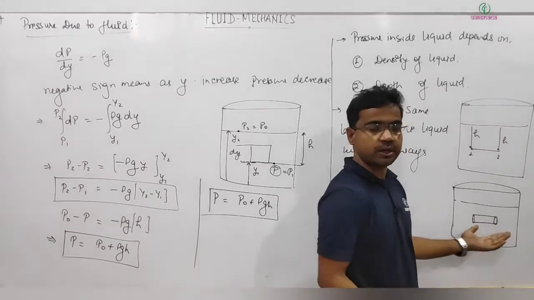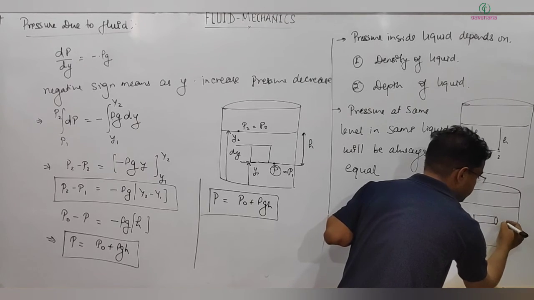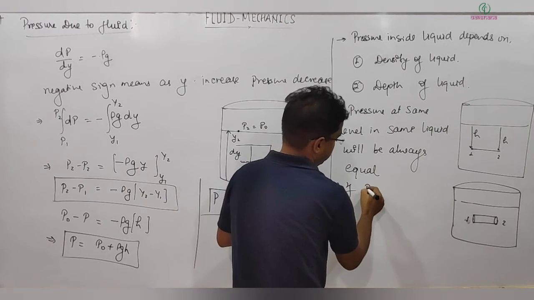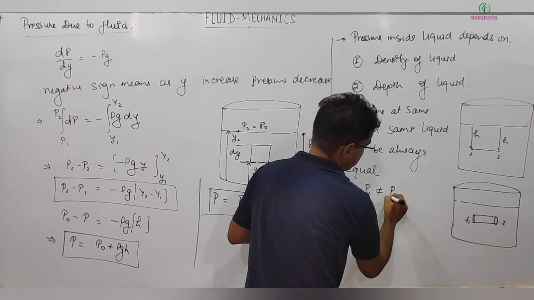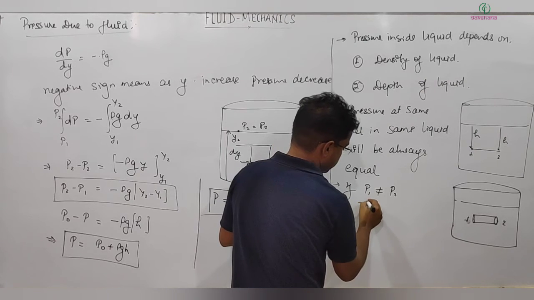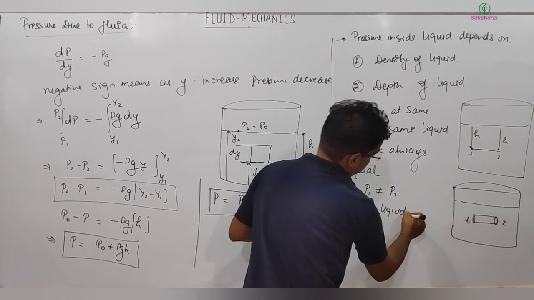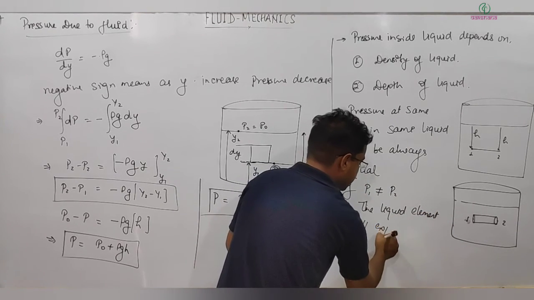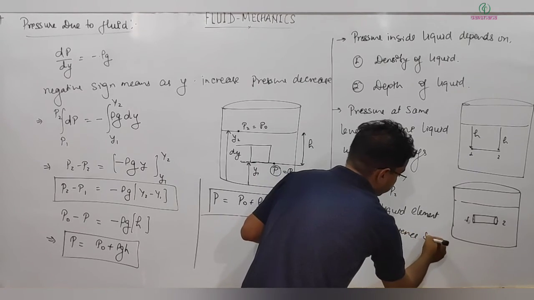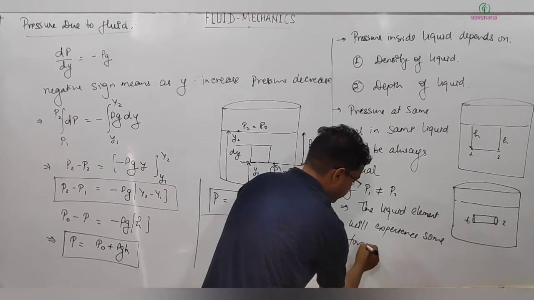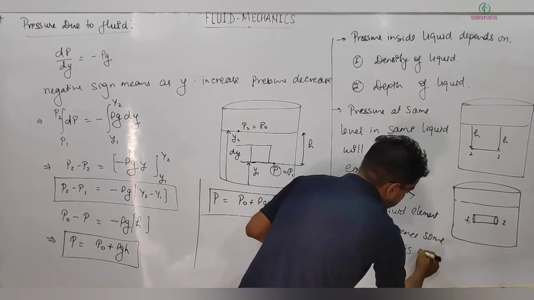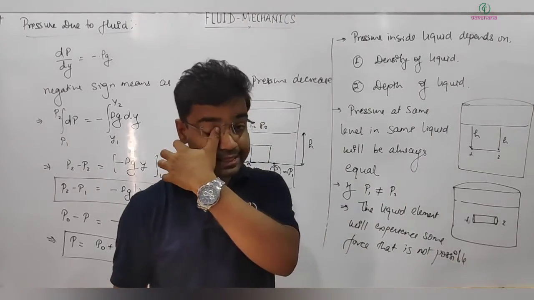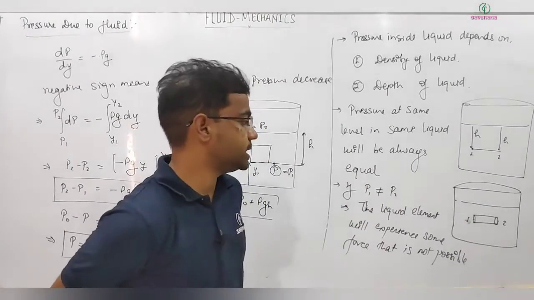And how is that possible? So let's say this is point 1, this is point 2. So if P1 is not equal to P2, what does it imply? This implies the liquid element will experience some force. That is not possible. So here pressure at same level in same liquid will be always equal.